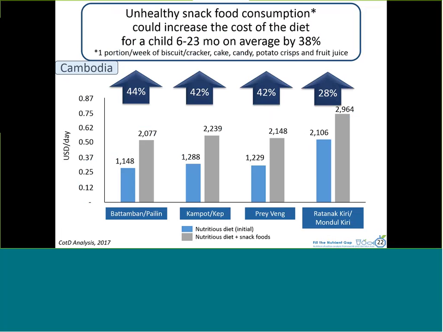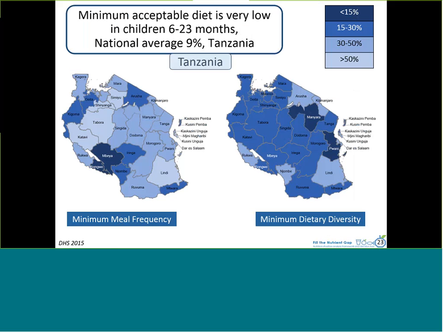And what does it mean that snack food consumption increases the cost of a nutritious diet? What that means is that it becomes much more difficult for children to meet their nutrient needs, because it's not the snack foods that are really driving the cost up, as these in themselves are pretty cheap. What it means is that in order for them to meet their nutrient needs, they really need foods that are very nutrient dense. As Saskia mentioned earlier, children under two already have very specific needs and require very specific foods. So once you take into consideration this level of snack food consumption, it becomes increasingly difficult for this child to meet their needs. So this is an example from Tanzania.